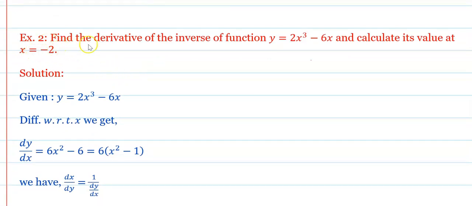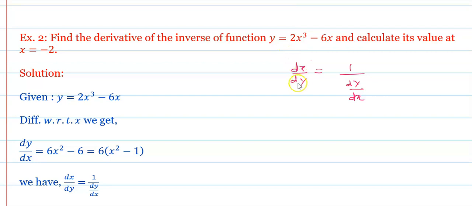Next example, find the derivative of the inverse of function y is equal to 2x cube minus 6x and calculate its value at x is equal to minus 2. Now here we don't need to find dy by dx, we directly need the derivative of the inverse of the function. Okay, then what's our definition, dx upon dy is equal to 1 upon dy upon dx. Okay, we cannot very simply express x in terms of y.